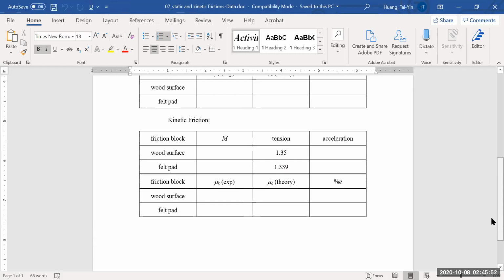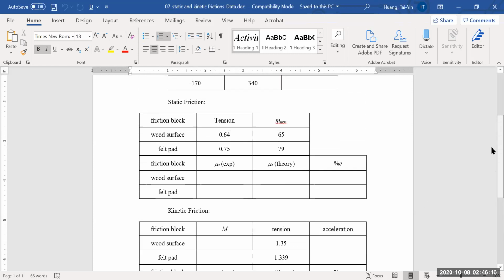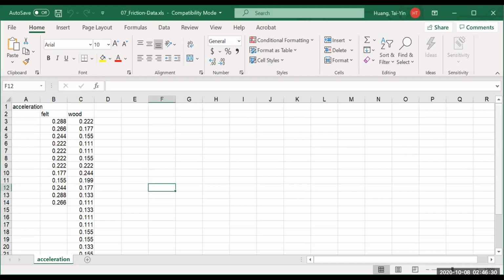And then for kinetic, the tension value is given. For acceleration, you need to find the average acceleration, and that will go into this spot. Then use the equation that we just went over to calculate the experimental and theoretical values of mu k, and then find the percent error. In this activity, you're given two data files. One is this one, and the other one is an Excel file. Let me see, where is my Excel file? Okay, so these are the values for the acceleration.